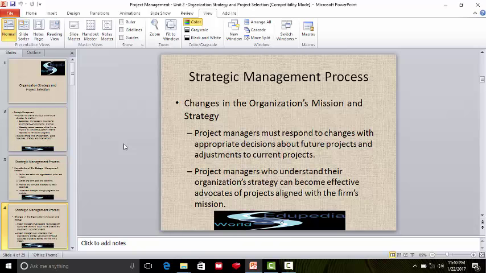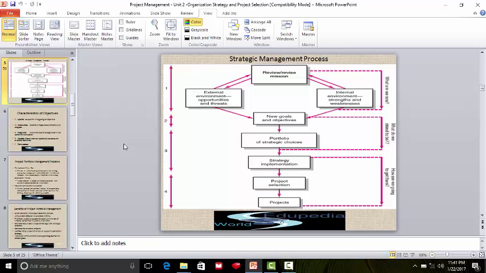Also, managers who understand the organization's strategy can become effective advocates of projects aligned with the firm's mission. What we are basically saying is that project managers not only should understand the objectives, goals, and mission for the project, they should also understand the organization's strategy: why they are doing a current project, why the program, why the projects are aligned with the mission. So they need to have the bigger picture of the organization's mission, vision, and strategy, and it needs to be known to the project managers.